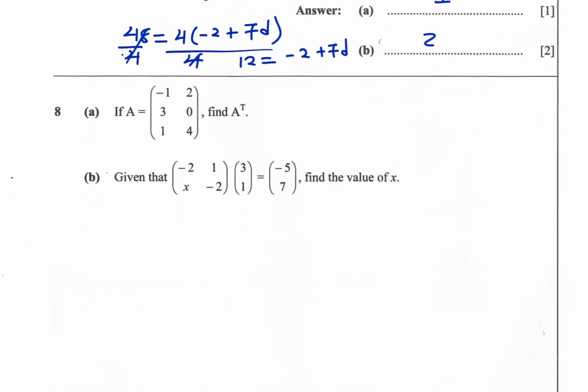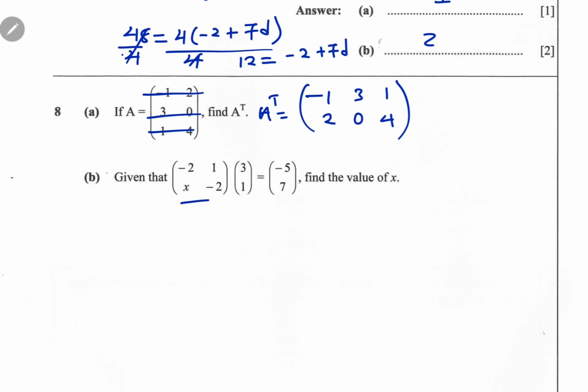Then let us go to question 8. If A is equal to that one, that is a matrix, find A transpose. So to find A transpose, you just, the row becomes the column, the column becomes the row. So this is going to be our first column. So it's going to be negative 1, 2. So we are finding A transpose. Then this is going to be our second one, 3, 0. Third one, 1, 4. So this is the A transpose.